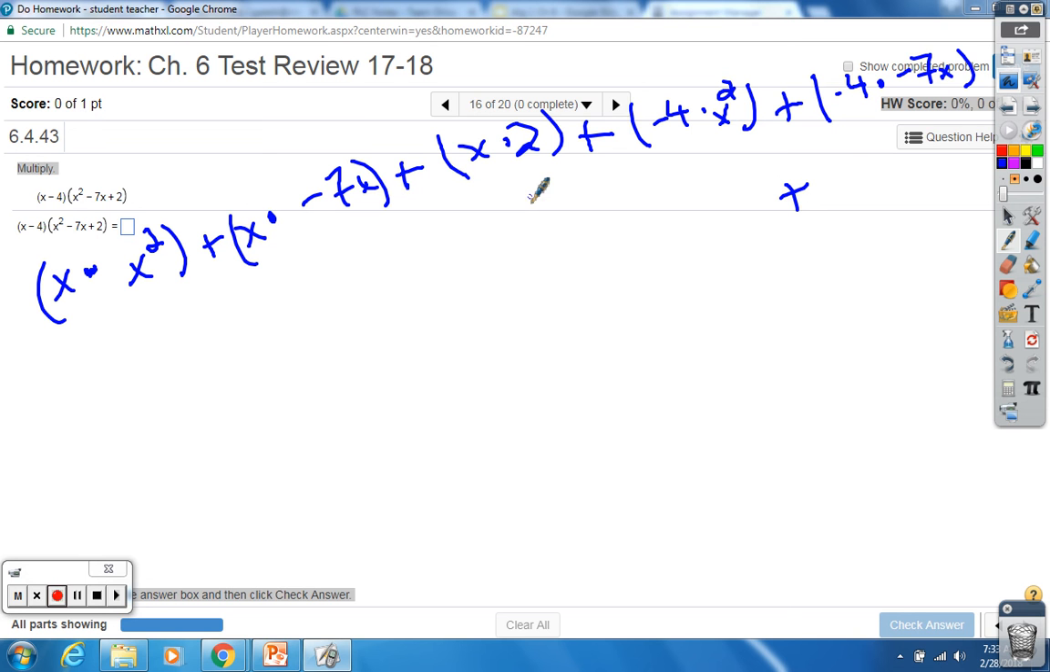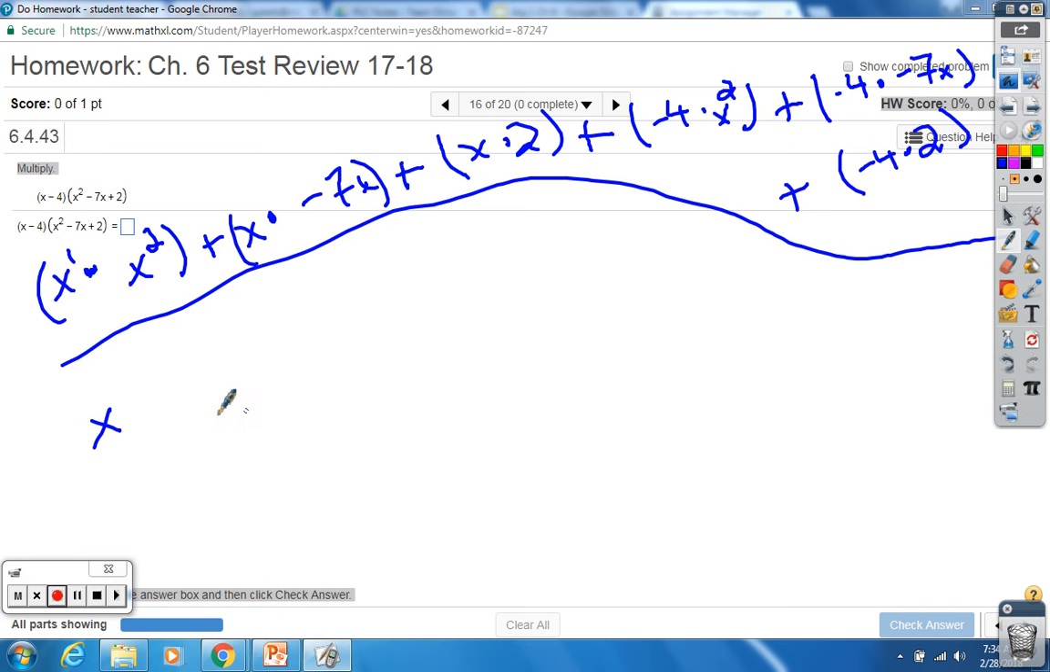So our last one is negative 4 times positive 2. So negative 4 times 2. Alright. So I'll deal with these one by one. So I'll have x times x squared, and we'll use the product rule, so we'll have to add those exponents. I'll write it under here, so then you can see how it's simplified. So I'll have x to the third for that right there, and then we have x times negative 7x, so that'll turn into negative 7x squared.